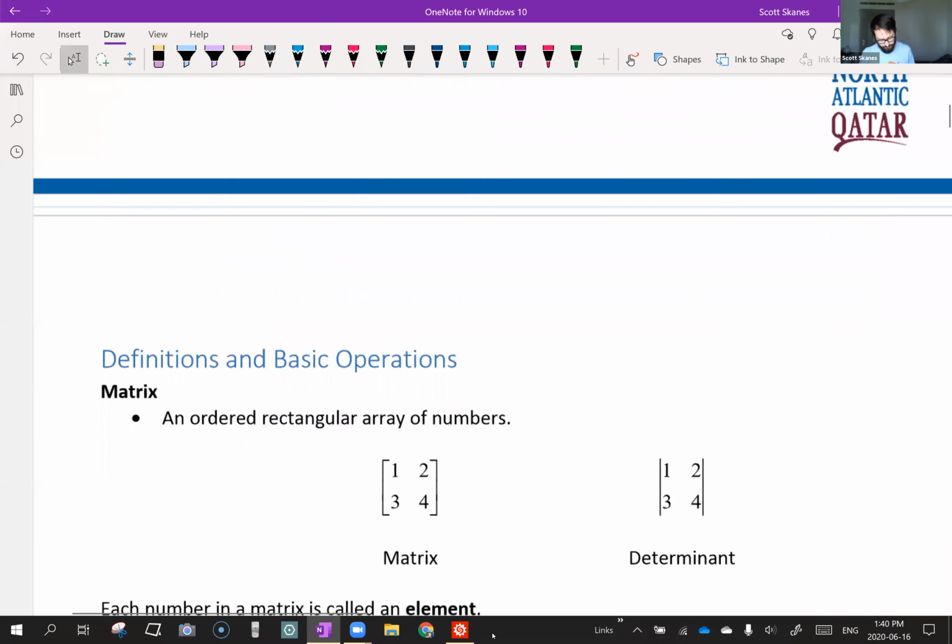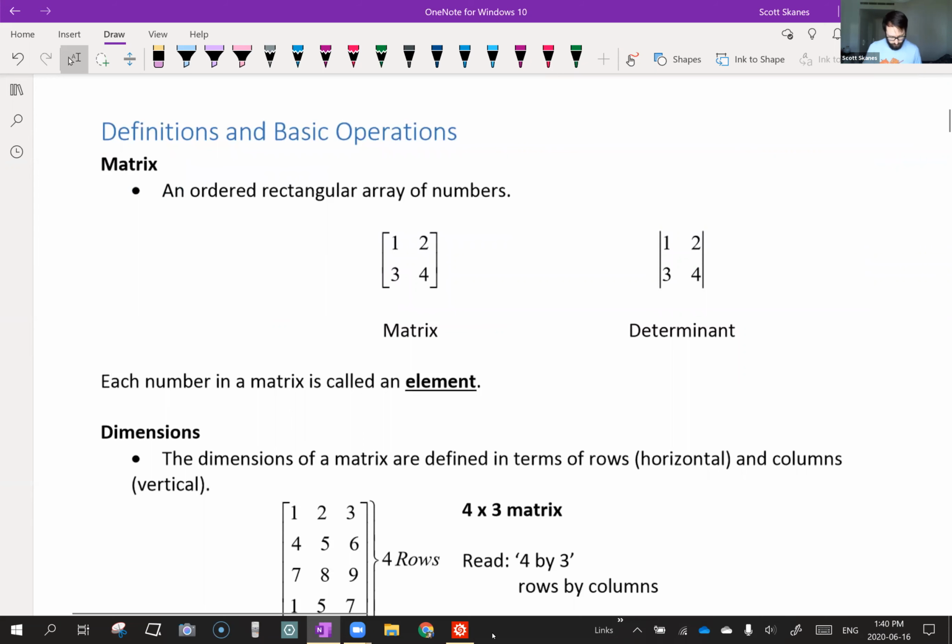So let's get started. Definitions. A matrix is what we call a rectangular array, but really a matrix is just this. That's what a matrix looks like. What's the difference between a matrix and a determinant? Well, a matrix has square brackets like this. A determinant has vertical brackets like that. It looks like absolute value. It's not, but that's what it looks like. And every number in a matrix is called an element.